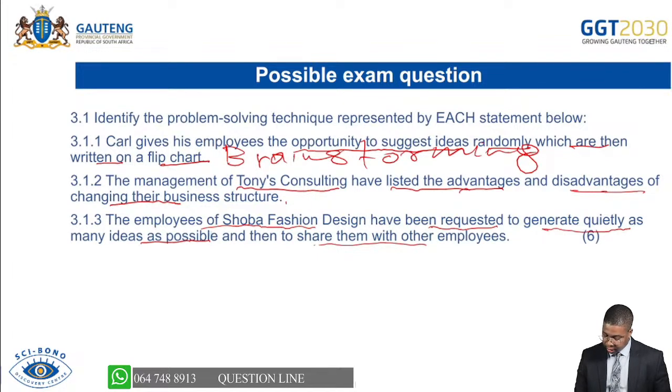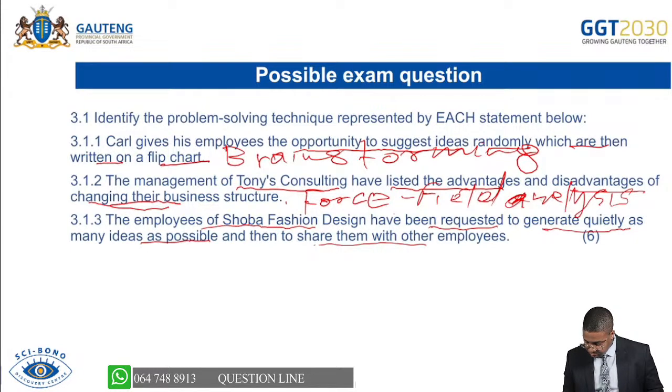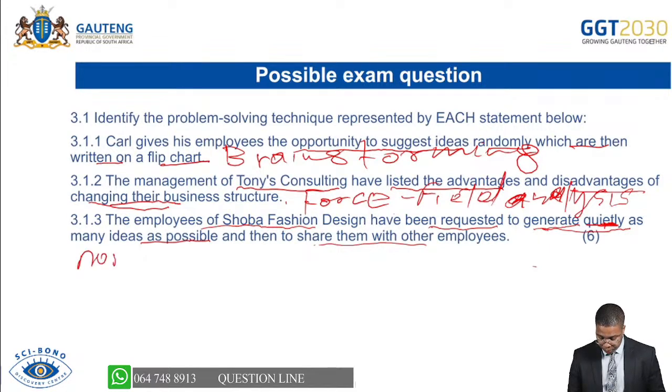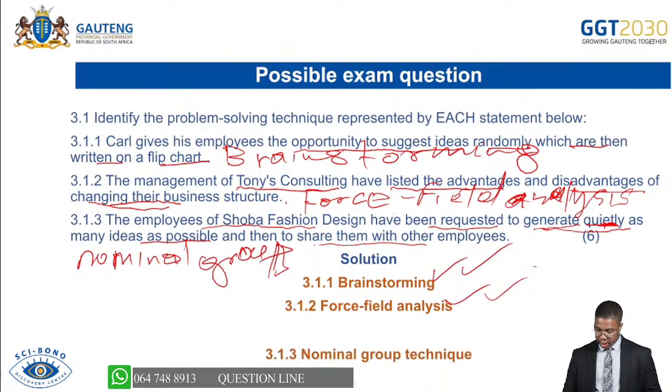Then with advantages and disadvantages before changing, this is supposed to be what? Force field analysis. Then when we look into the business now, employees of Shoba Design being requested to generate as many ideas as possible. There we are looking to what now? Silently. What is key is they're generating ideas quietly, even if they don't say silent, but they say quietly. So this is nominal group. Nominal group technique. So let's check the solutions. The solutions is brainstorming, correct. Force field, correct. And the nominal group.